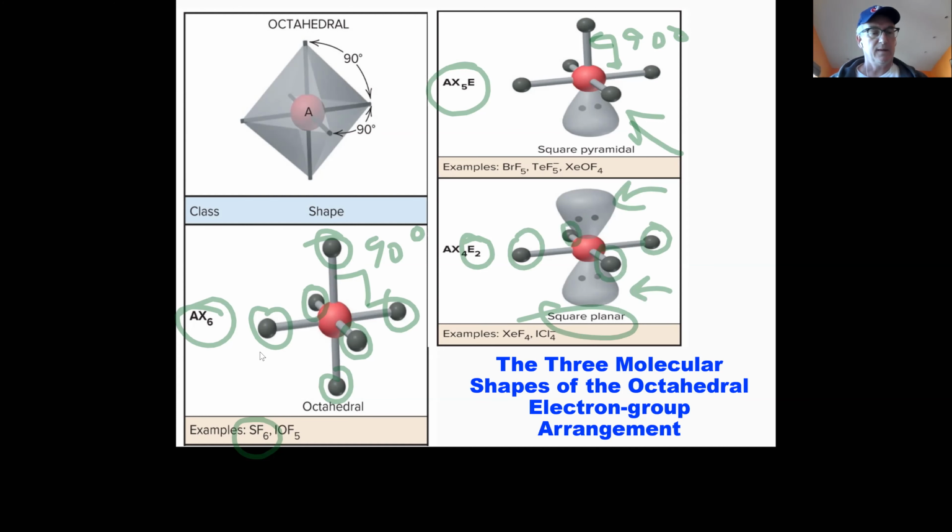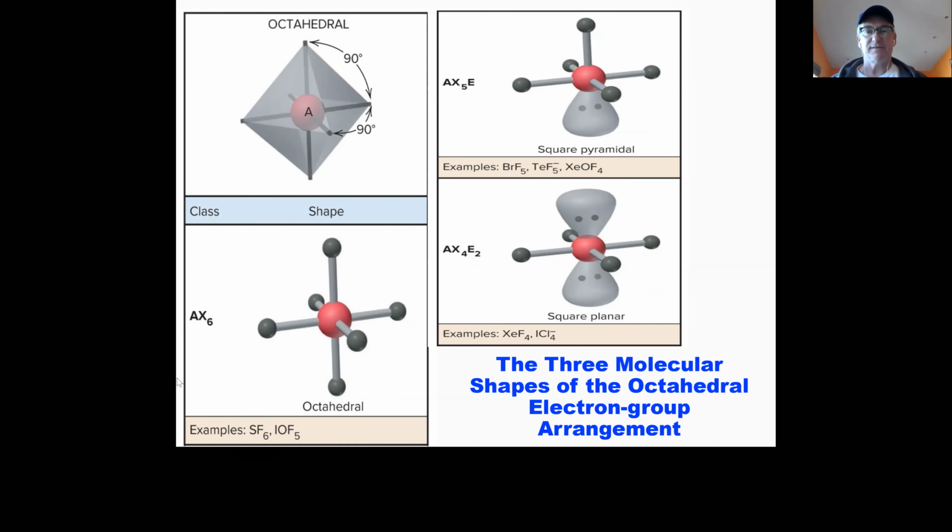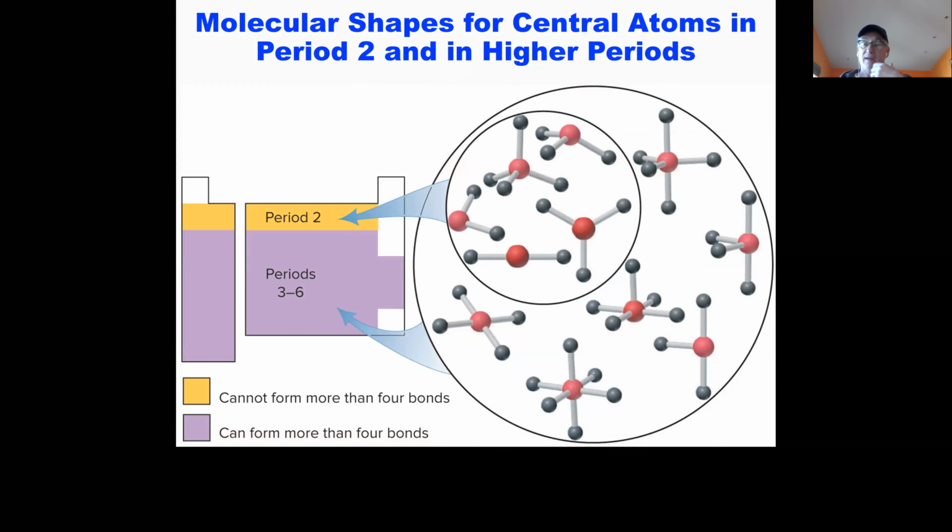Okay. So how can we have these weird shapes? Remember, we don't get these weird shapes until we get to period 3. Why? What's different about period 2 and then period 3 and 4 and above? Like period 2, I've got all the classic things. I've got oxygen, I've got nitrogen, I've got carbon.